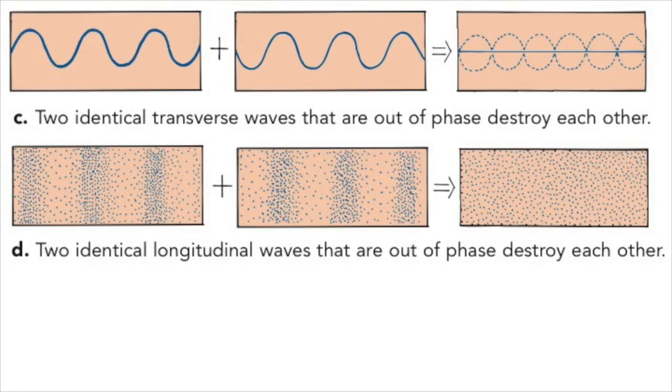Or when the crests of one wave overlap the troughs of another wave, there is destructive interference and a decrease in amplitude. When constructive interference occurs, the listener hears a louder sound. When destructive interference occurs, the listener hears a faint sound or no sound at all.